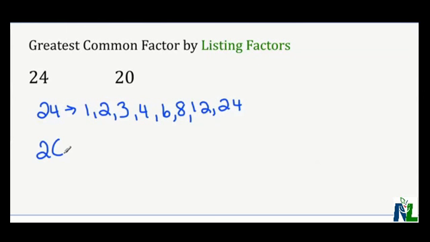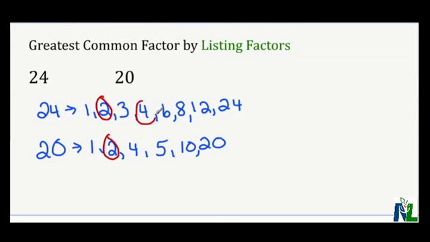Now if I do a similar procedure for 20, listing all the factors, 1 and 20, 2 and 10, 3 doesn't go into it, 4 and 5. And that is all the factors. So now, if we circle the ones that they have in common, they have a 2 in common and a 4 in common. Now, of course, because we're looking for the greatest common factor, we would see that the GCF is equal to 4.